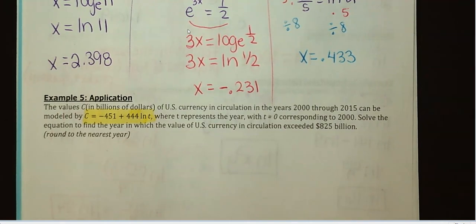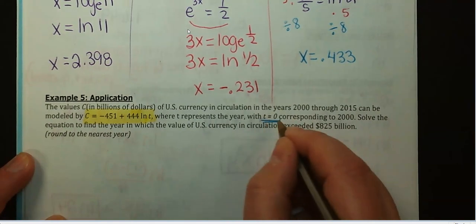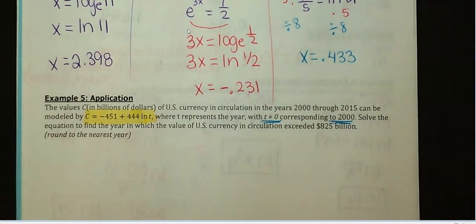Now, T represents the year. Now, this is kind of important for the question. So it says T equals 0 corresponds to the year 2000. So if I went through and did this problem and I got like t equals 50, that would be like 2050. Or if I got t equals 26, 2026 would be the year. So t equals 0 is the year 2000. So whatever we get for t, we'll just add that to 2000 to get the actual year.